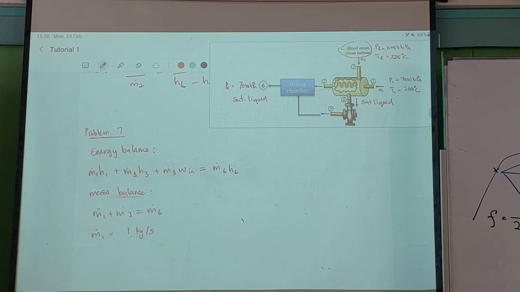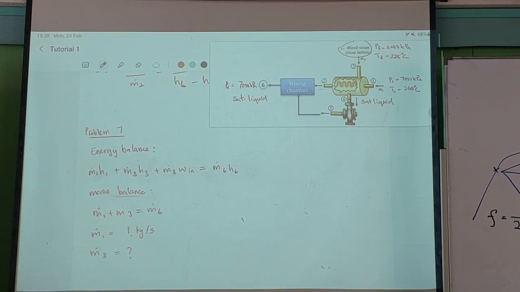Okay, so now we need to find each of the values one by one. So our objective is to find this. M3 is what we are looking for. So we look for each of them one by one, basically.